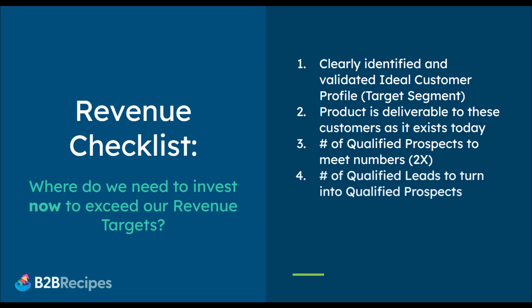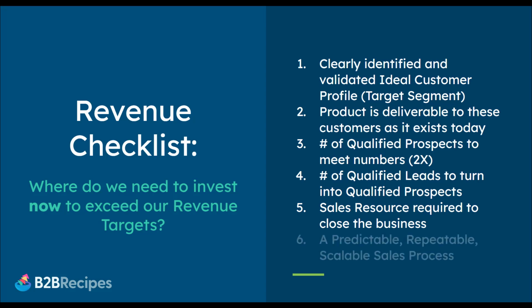Fourth is the number of qualified leads that we're going to require to actually turn those into qualified prospects. Fifth is that we're going to need to identify the sales resource that's required to close the business. Sixth is that we have and have demonstrated a predictable, repeatable, and scalable sales process, all the way through lead generation to closing the business.